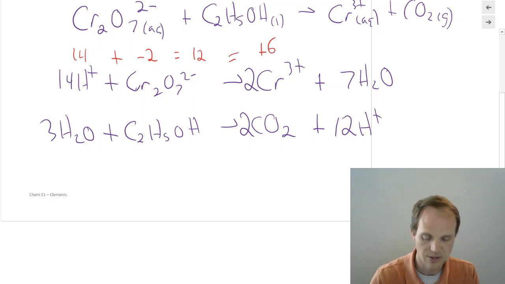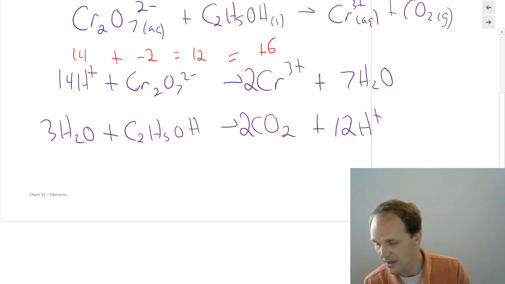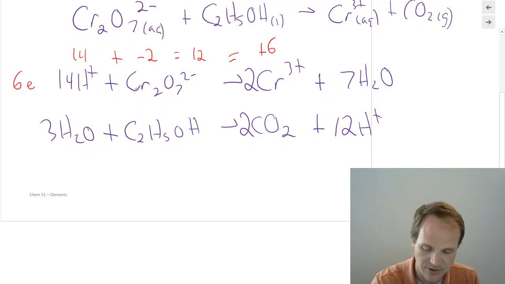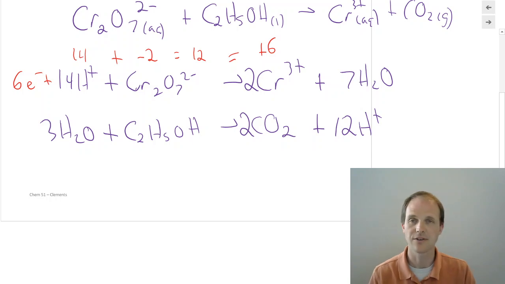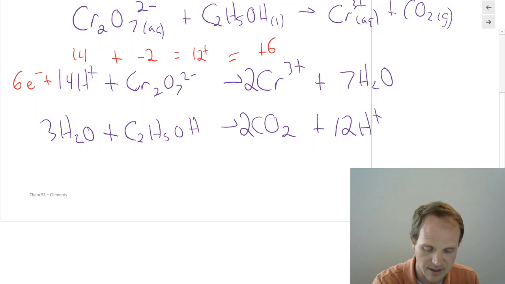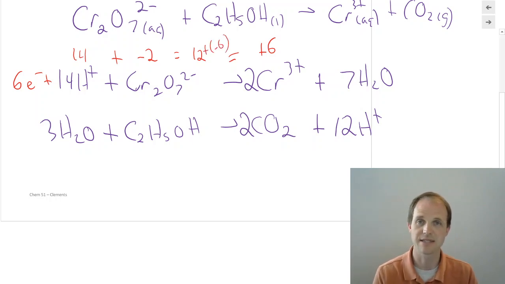And how do I make plus 12 equal to plus 6? By adding something negative. I've got to add 6 electrons on the left so that my charges balance out. So if I add a minus 6, I now have 6 plus equals 6 plus.